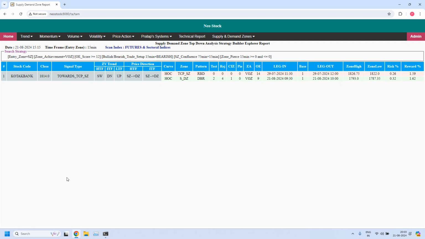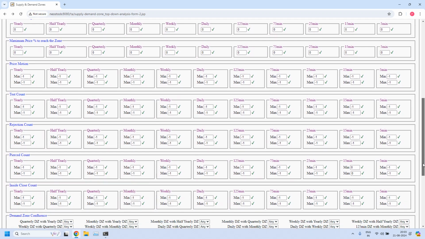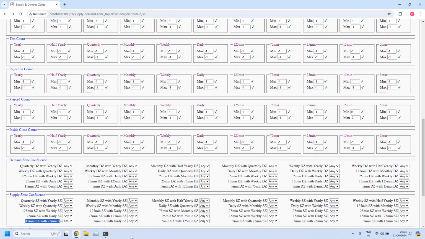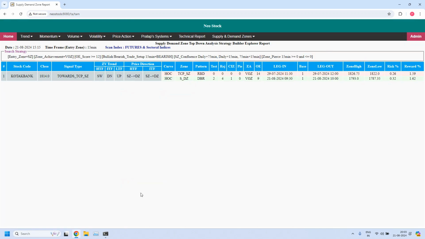Let's verify whether the supply zone is also having confluence with HTF time frame. So for 15 minutes, I am enabling another filter. 15 minute supply zone with the daily enabled, and also 75 with the daily is enabled. All the three LTF, ITF, HTF confluence. Yes, Kotak Bank is having a supply zone confluence with the LTF, ITF, HTF. That is nothing but 15 minutes, 75 minutes and daily supply zone confluence.